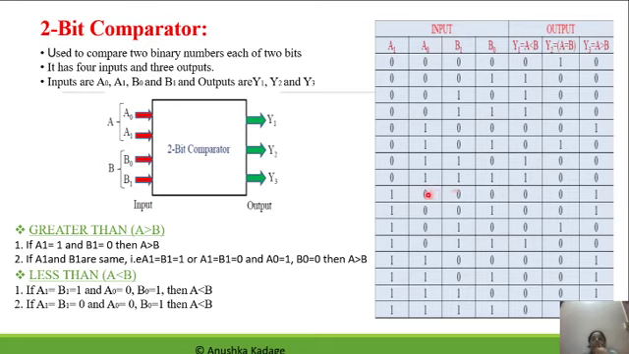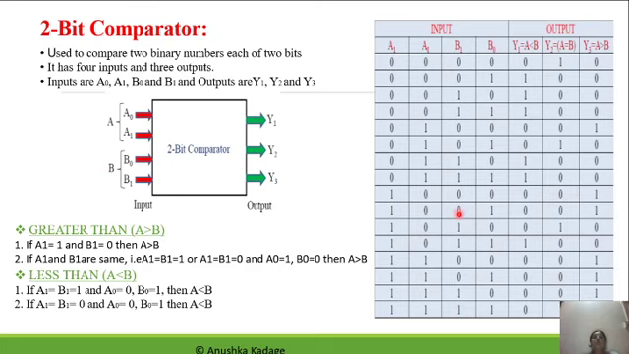In the next combination, the LSB values A0 and B0 are same. So we have to look for MSB. MSB of A is greater as compared to MSB of B. And that's why this will be set as A greater than B, while A equal to B and A less than B will be set to 0.